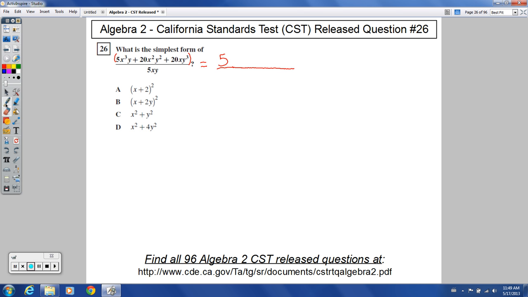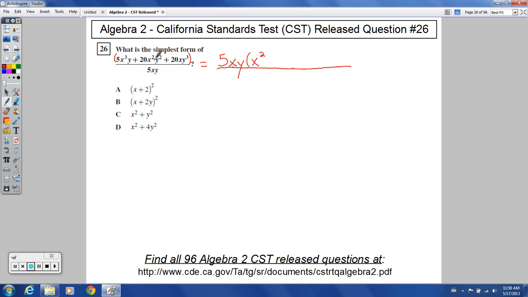So 5 can be factored out, but can I factor out any x's and y's? It looks like they all have at least one x, so I can pull out an x. And they all have at least one y, so I can also pull out a y. And what's left? 5xy times what value would give you 5x cubed y? Well, I'd have to multiply that by x squared to get that. So I'm redistributing this back through to see that it matches up with what I do have there.